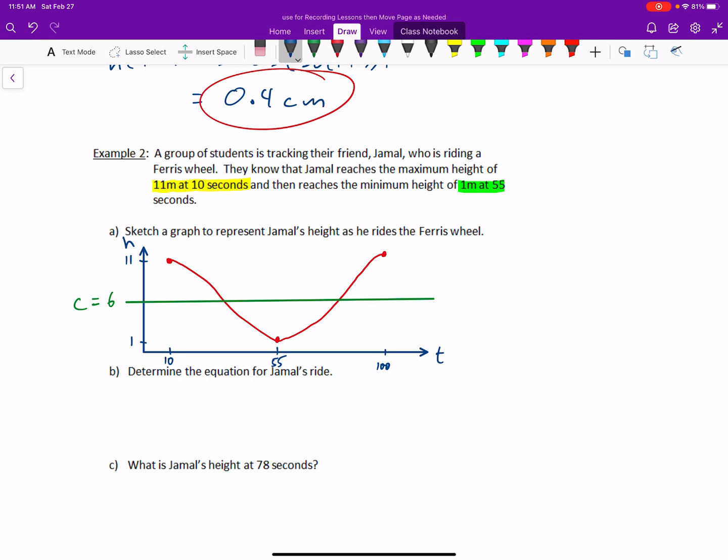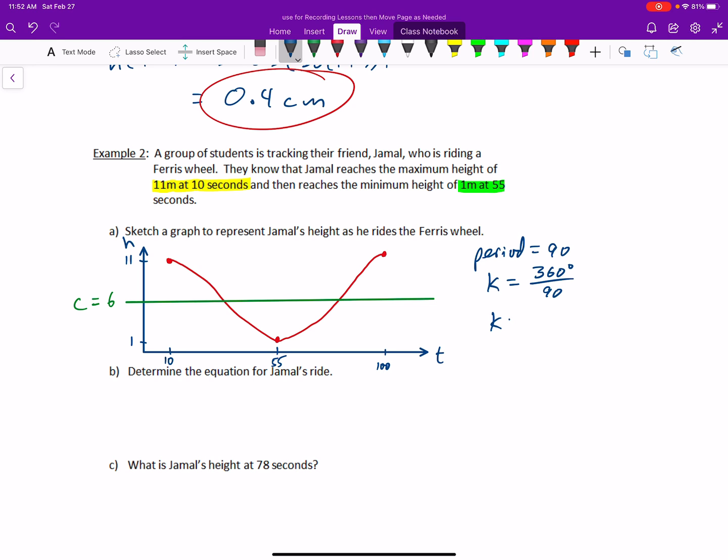So from this, the length of one cycle goes from 10 to 100. I can measure a cycle wherever I want. I just have to get the length of it. So if one cycle takes from 10 seconds to 100 seconds, the period has to be 90 seconds, doesn't it? So the period is 90 seconds. And that helps me because I use that to calculate my K value.